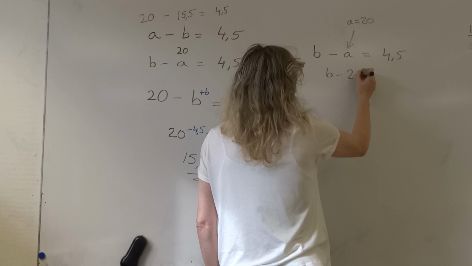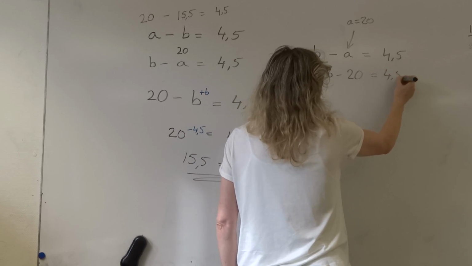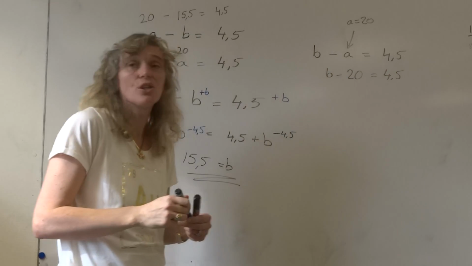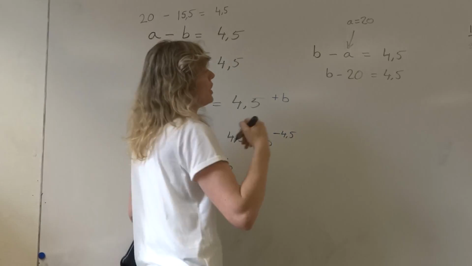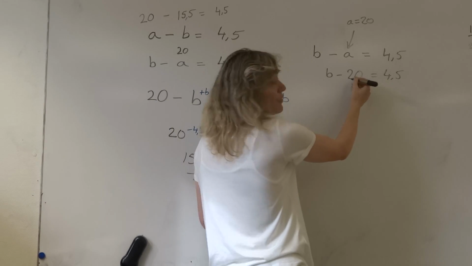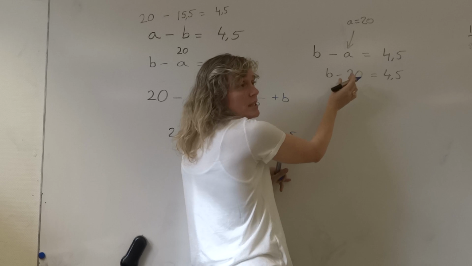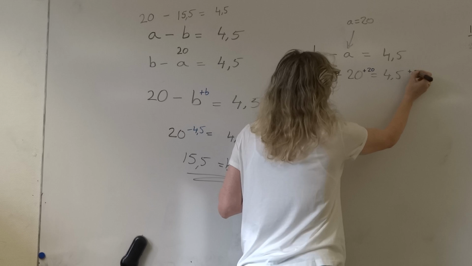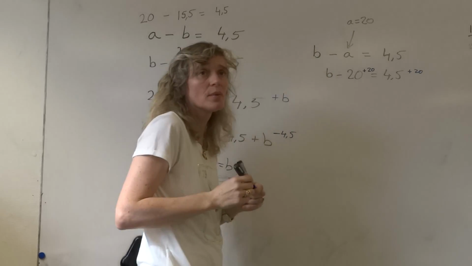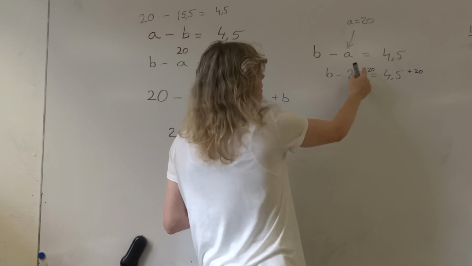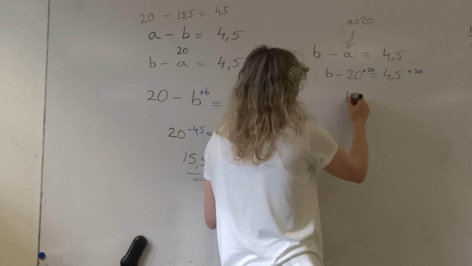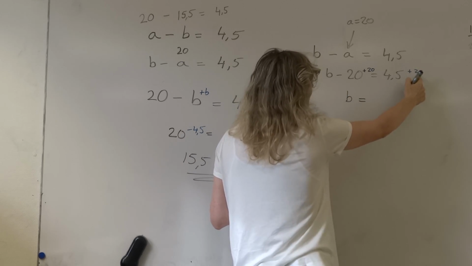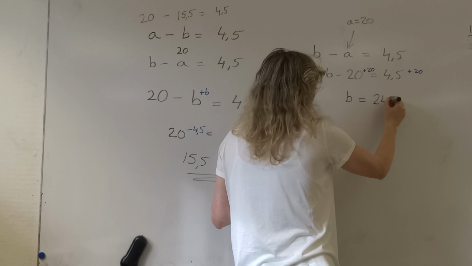b minus 20 equals 4.5, and this one is almost easier to use our algebra skills to solve, because what we do is we want to get rid of the 20 on this side of the equal sign to get the b by itself. We do that by adding 20 to both sides. When we do that, we get 20 minus 20 is 0, so we now know that b equals 20 plus 4.5 is 24.5.